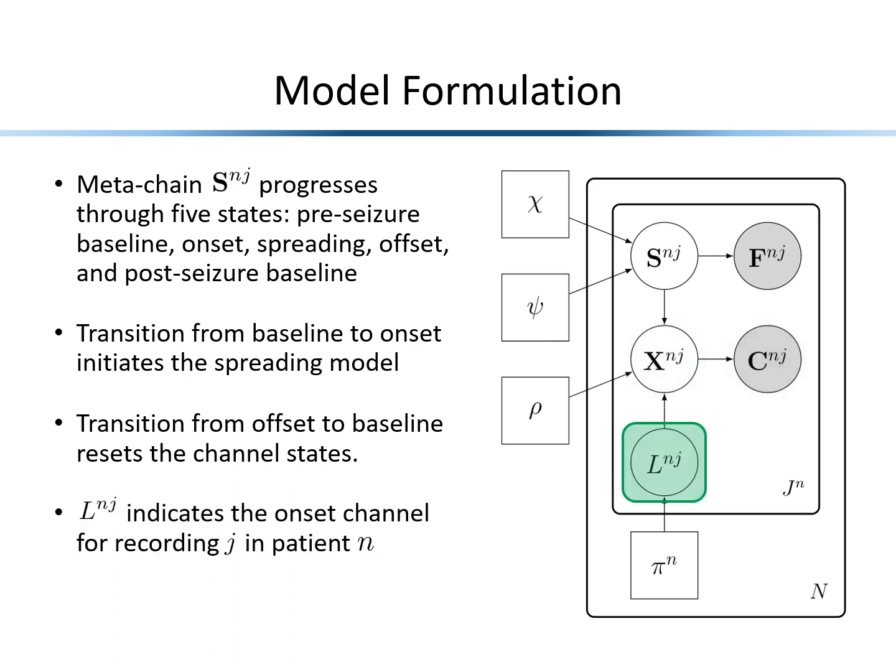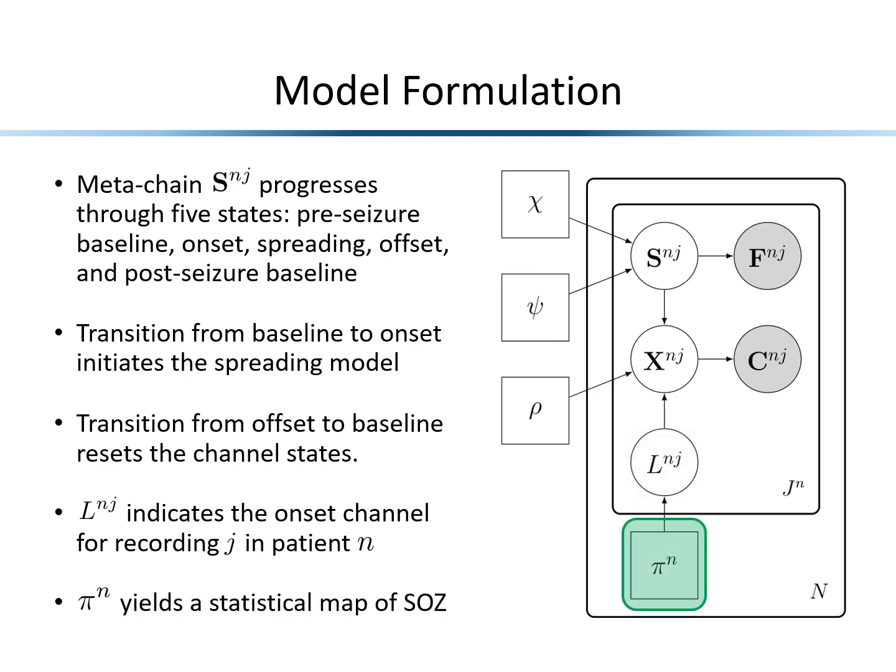And finally, this localization variable L indicates the onset channel for recording J in patient N. The reason we have L as a separate random variable for each recording is that, again, epilepsy is very heterogeneous, and many times patients can manifest different seizure types, and patients can be multifocal, meaning that different seizures originate from different areas of the scalp. And we want our model to be able to capture these subtleties.